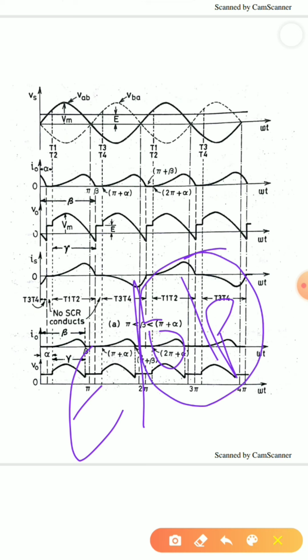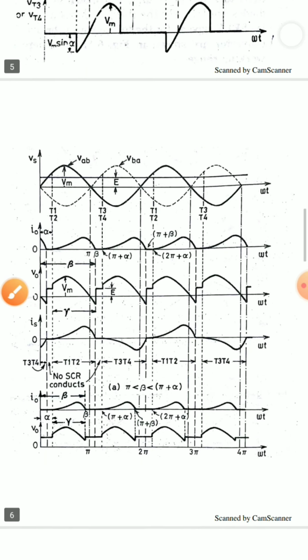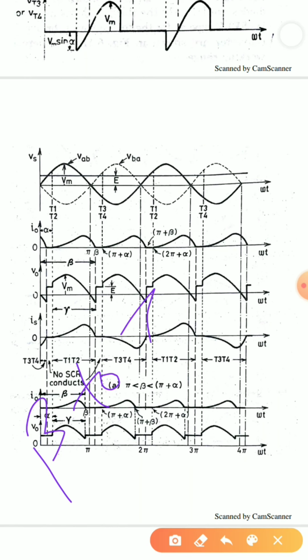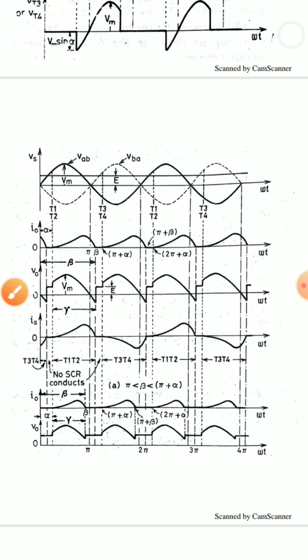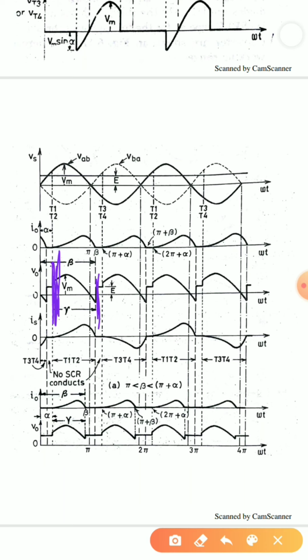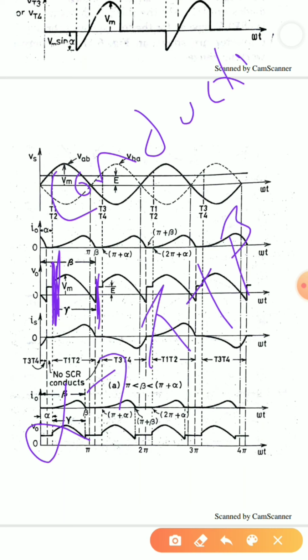The duration from beta to pi plus alpha is called my idle period. Why? Because no device is conducting, and the only current we get is because of the battery connected at the output. That is why we call it the idle period. And from here to here we call it the commutation period. From alpha to pi plus beta, we call it the conduction period.